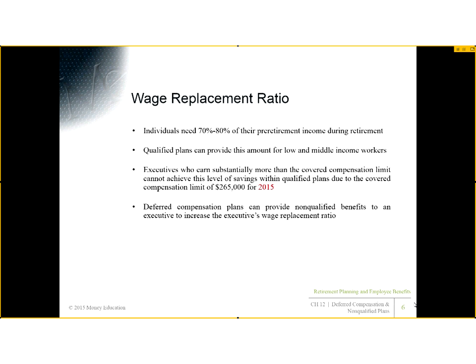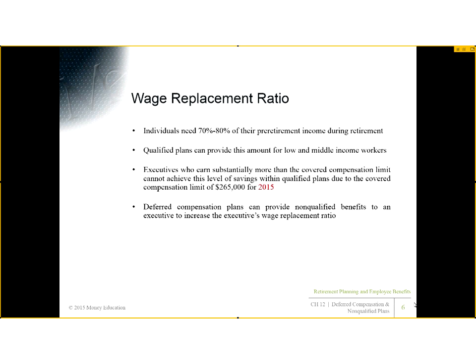So, just explaining this, typical rule of thumb, as we talked about, and I don't like using rules of thumb for financial planners, but most people need about 70 to 80% of their pre-retirement income during retirement. And for people who are making up to that 265 or maybe a little bit above, qualified plans can be used to achieve the bulk of that 70 to 80% wage replacement ratio.